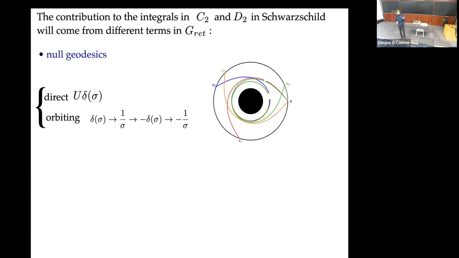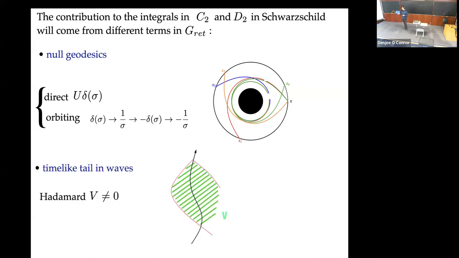So how does the communication happen? Well, we're all experts now in wave propagation in black hole spacetimes. Remember, we've got different contributions. There's the direct wavefront contribution, and then there's the orbiting null geodesics, the ones that orbit around the black hole. And we also have the backscattering of tails, the fact that the Hadamard bitensor V is not equal to 0. All these contributions contribute to the worldline integrals and so to the channel capacity.